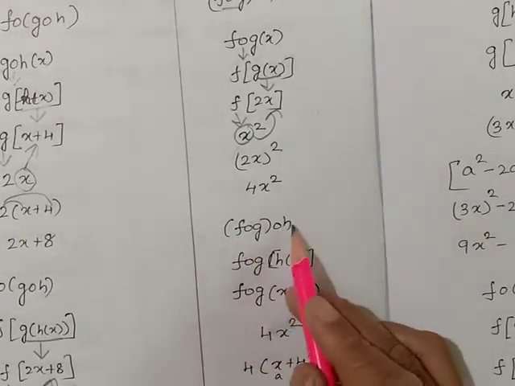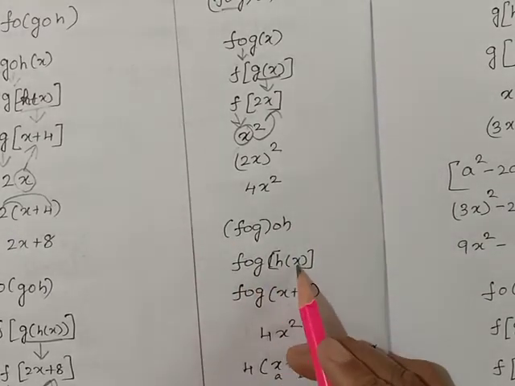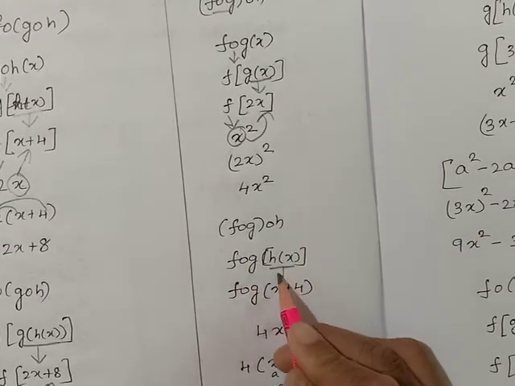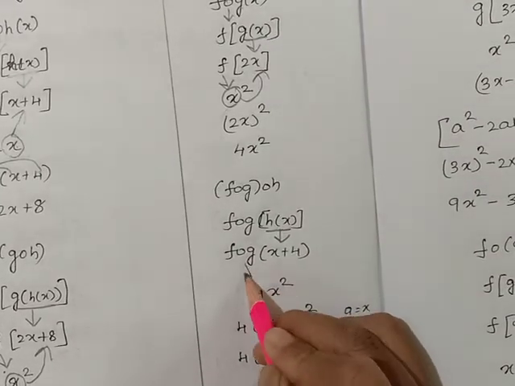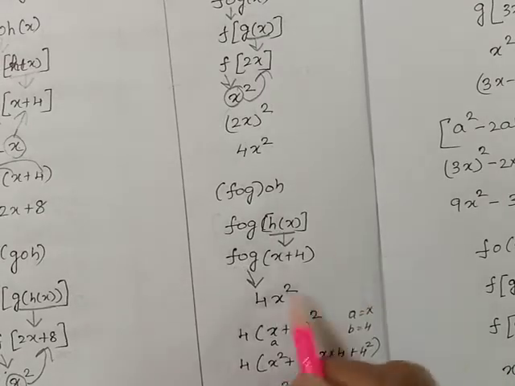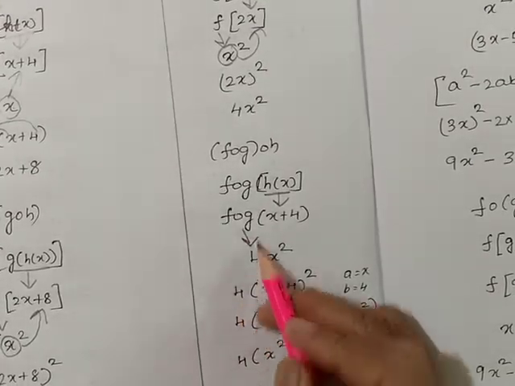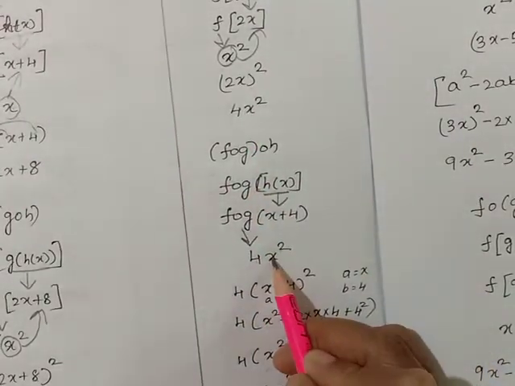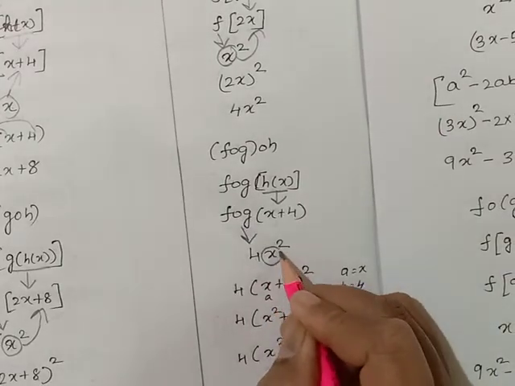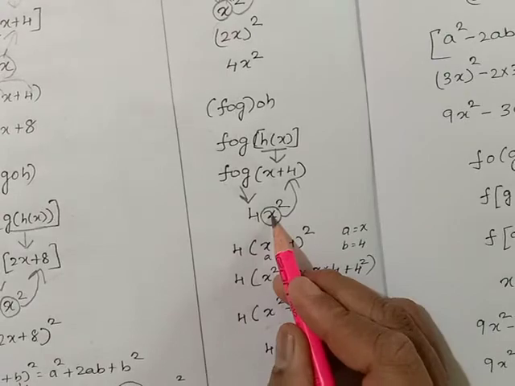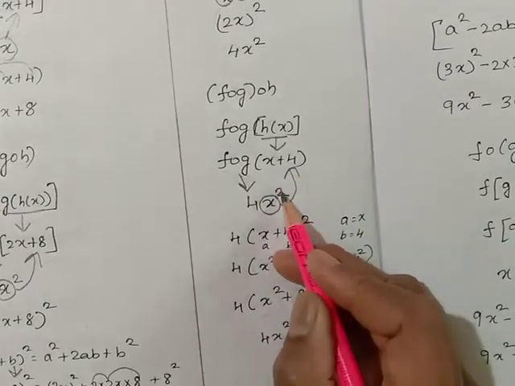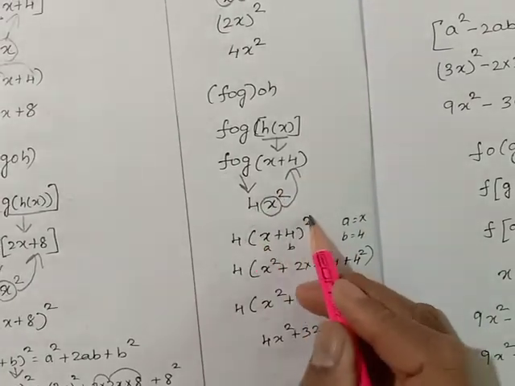Now we'll find the whole term f of g of h of x. Now let us write the inner value. The inner value is x plus 4. Now let us write the outer value. Let the inner value be as it is. Outer value is, just now we got the answer, that is 4x square, but in the place of x we'll write x plus 4. So 4 as it is, in the place of x we'll write x plus 4. Since we have a square, we'll write whole square.